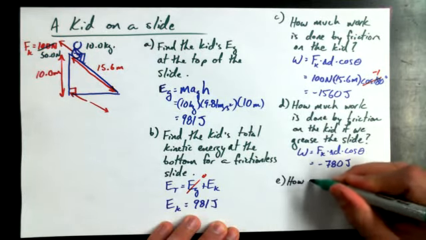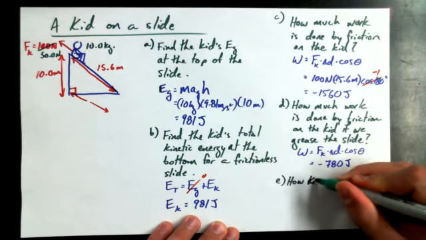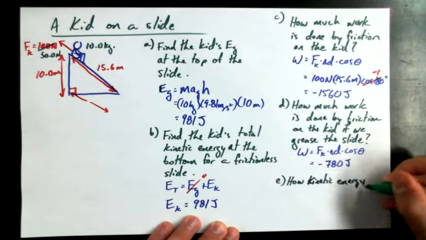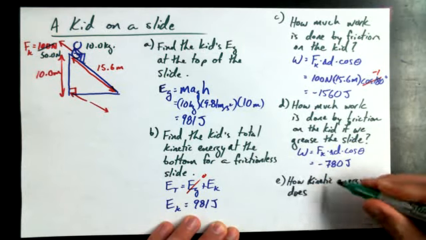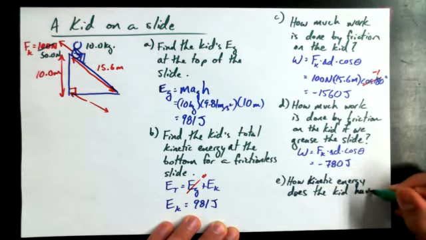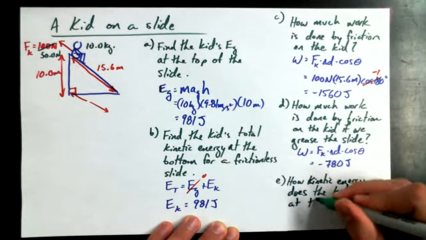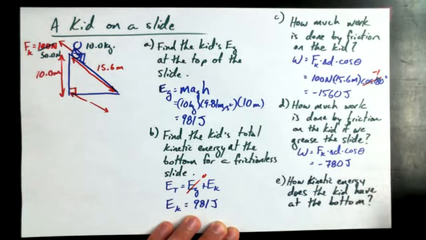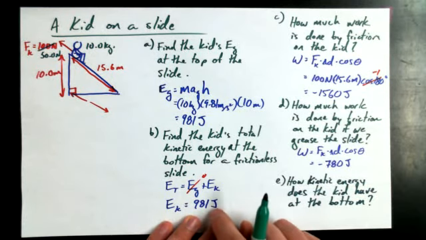How much kinetic energy does the kid have at the bottom? How can you get that? This one still has 981. At the bottom? Well, that was if it was a frictionless slide. But that's kinetic, it's not the total.